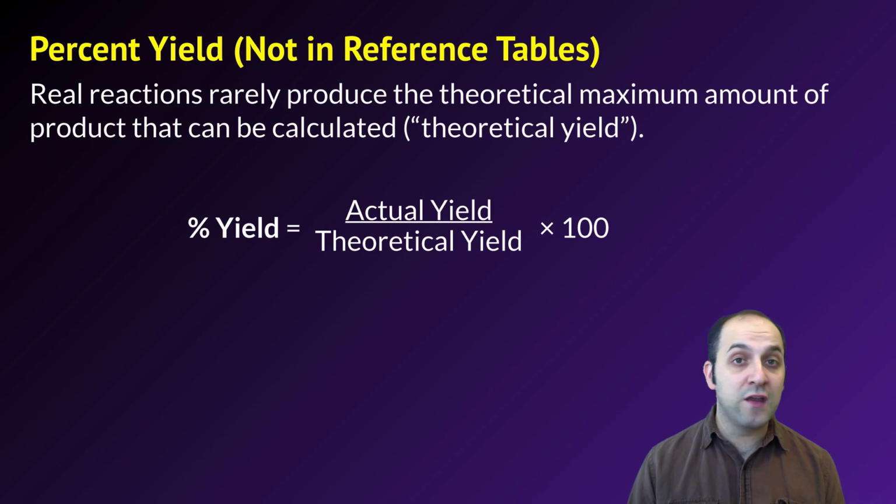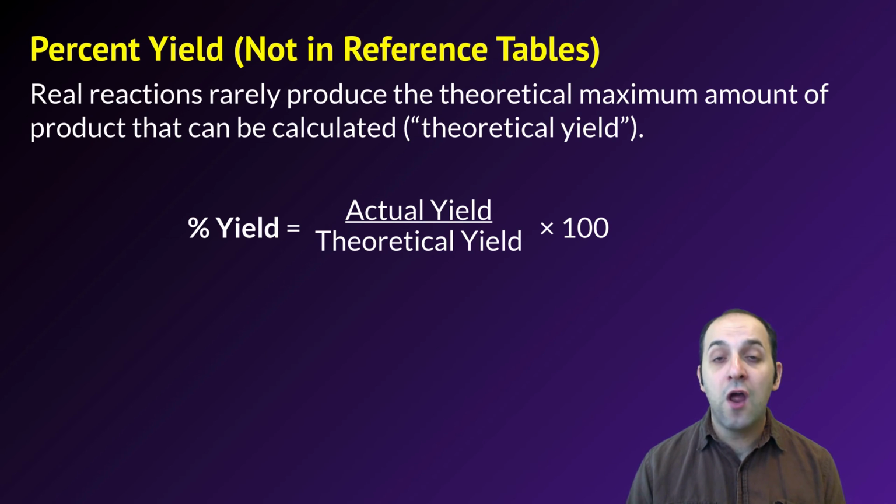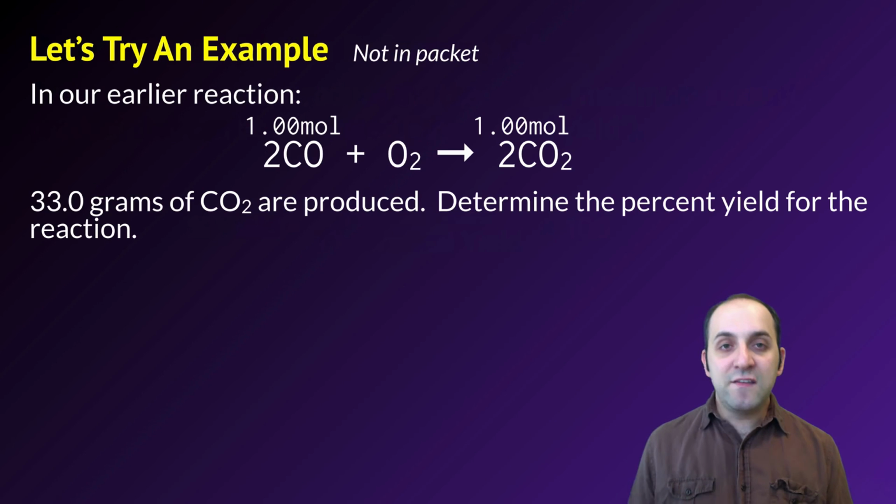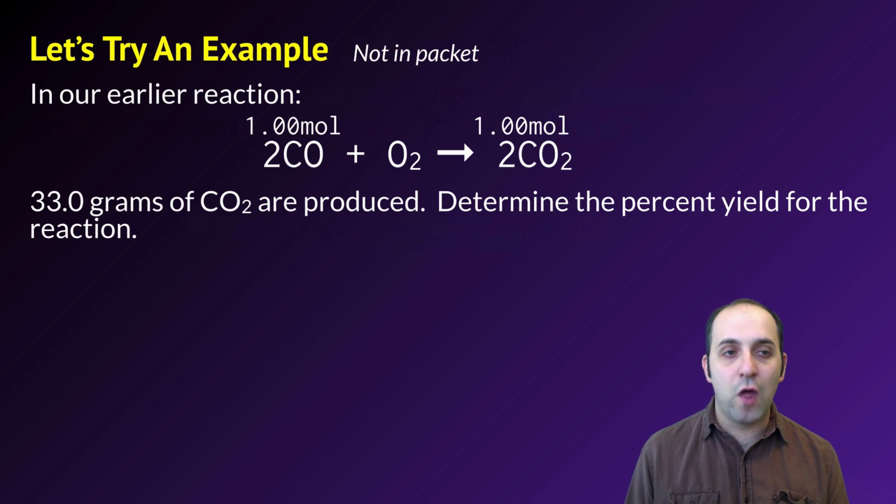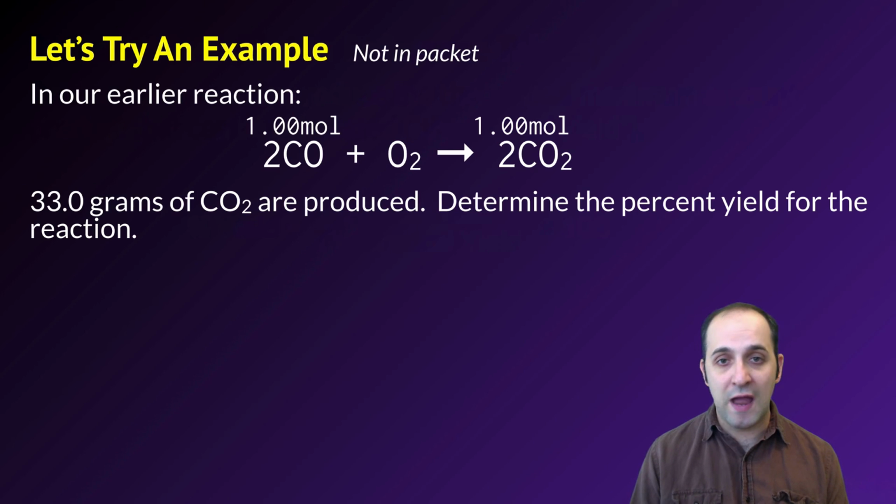The formula for percent yield is the actual yield of the reaction divided by the theoretical yield times 100. It's a bit like percent mass or percent anything else, except here we're just talking about the amount produced in a chemical reaction. Let's try this percent yield question to get a handle on what we're doing. So here's our earlier reaction from before. If we produce 33.0 grams of CO2, what's the percent yield for the reaction?